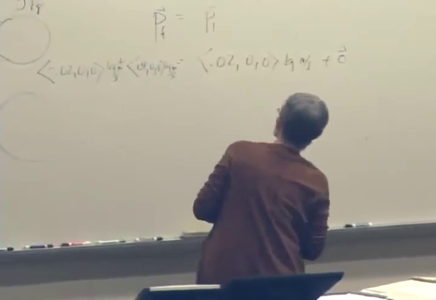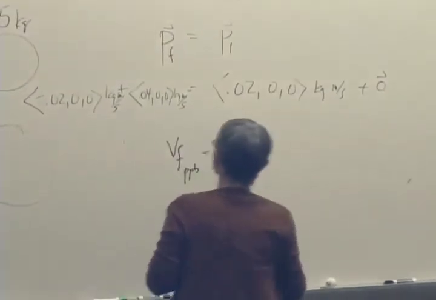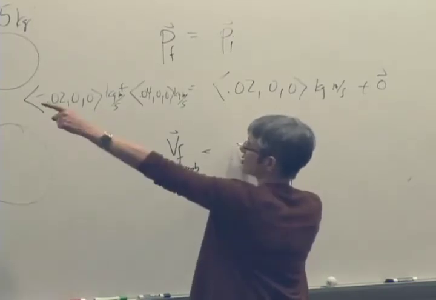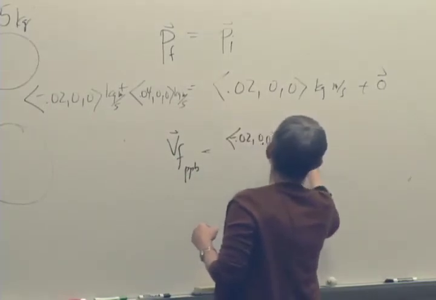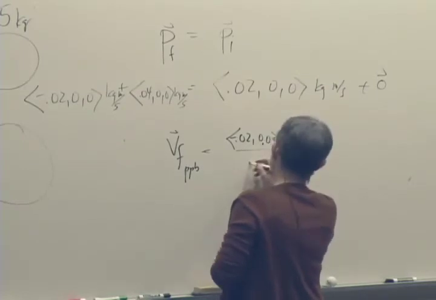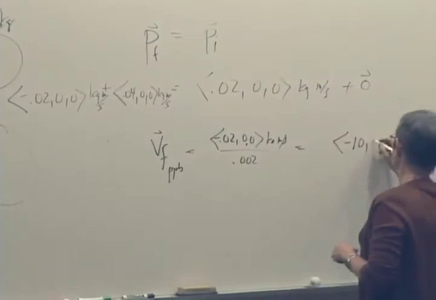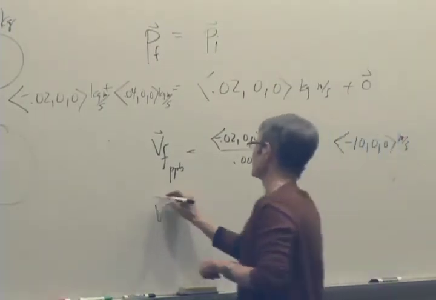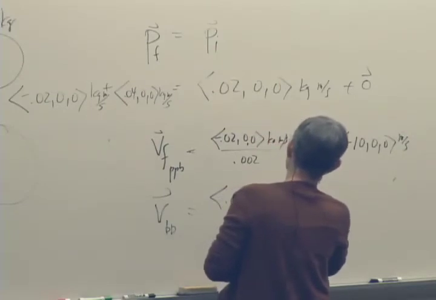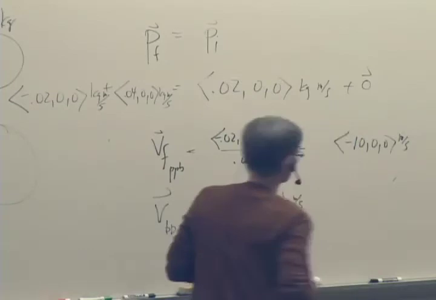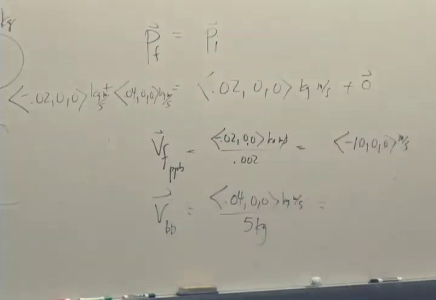So let's see about speed. The V final of the ping pong ball is going to be negative 0.0200 kilogram meters per second divided by 0.002. So we're going to get negative 10 meters per second. What's the velocity of the bowling ball? Oh, we've got 0.0400 kilogram meters per second divided by 5 kilograms. So what's its velocity?